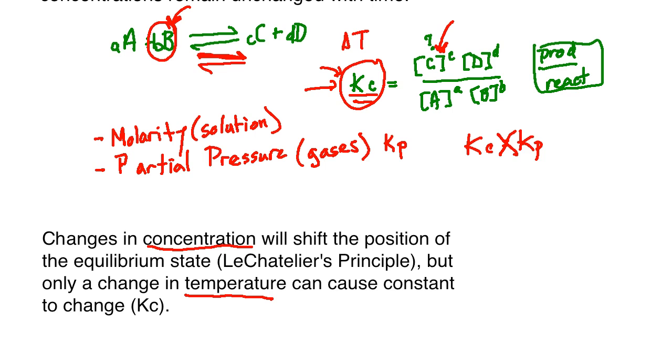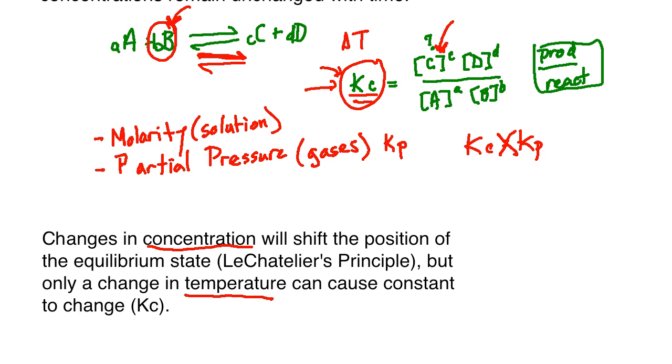This is a very important concept. You are disrupting the state when you are adding or removing reagents or products like that. However, when you change the temperature, only a change in temperature can you cause this constant to actually change. And then Kc becomes a different value than it was at 25 degrees, if let's say we move it to 50 or 70 degrees.